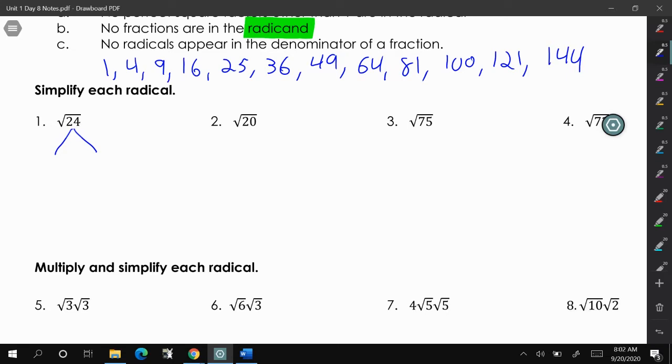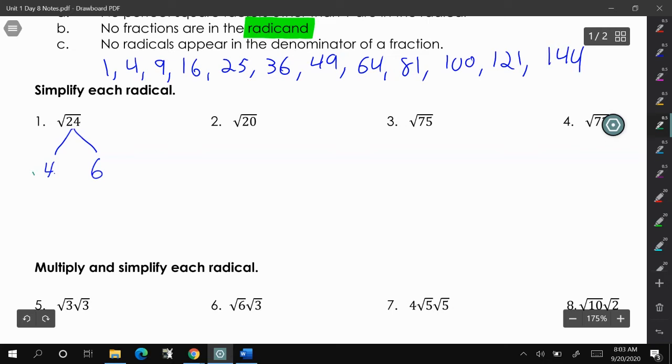Now, you have to be strategic about this. You can't just say, oh, let's just do 2 and 12. 2 and 12 are not perfect squares. So yes, 2 times 12 does equal 24, but we want a perfect square. So we can do 4 and 6.